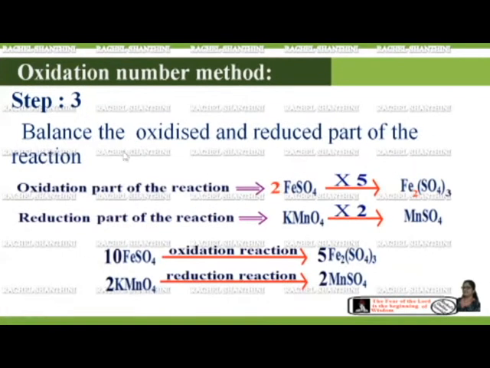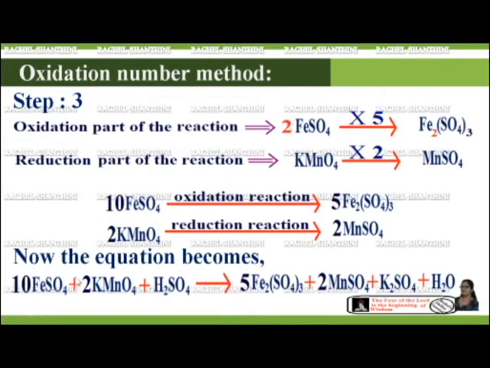In step 3, let us balance the oxidized and the reduced part of the reaction. So the oxidation part of the reaction is 2FeSO4 gives Fe2(SO4)3, and the reduction part of the reaction is KMnO4 gives MnSO4. Multiply the oxidation part of the reaction by 5 and the reduction part of the reaction by 2. 5 into 2, 10 FeSO4 gives 5 into 1, 5 Fe2(SO4)3. 2 into 1, 2 KMnO4 gives 2 into 1, 2 MnSO4.